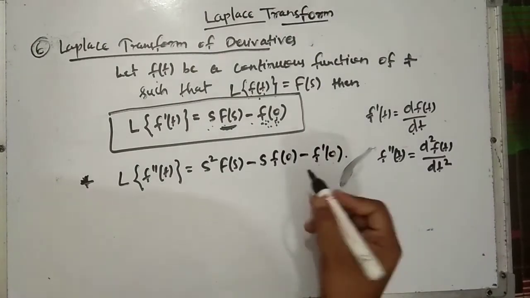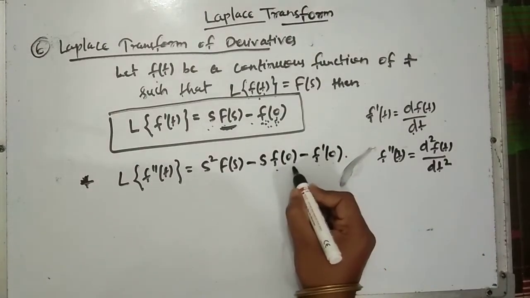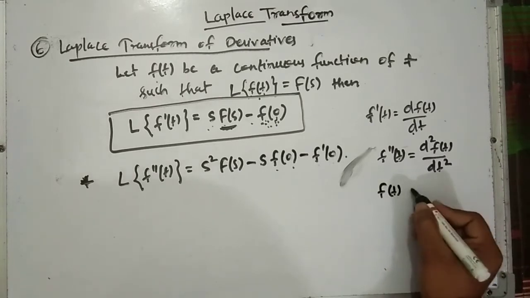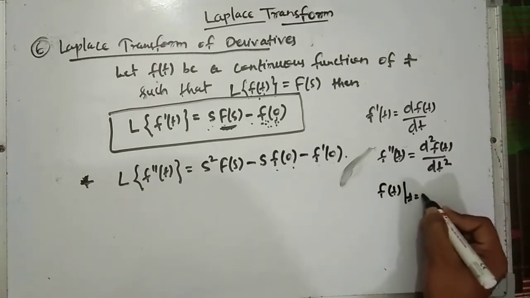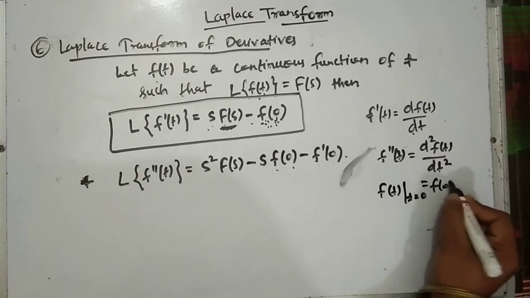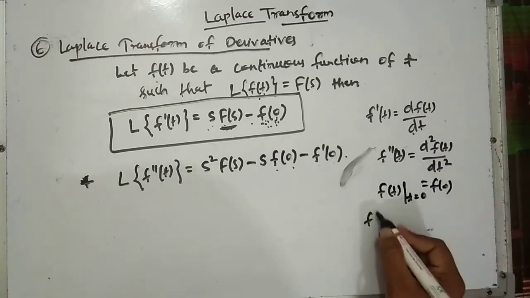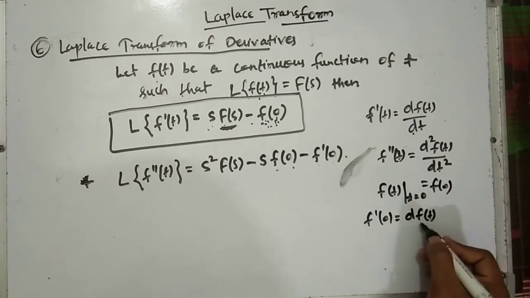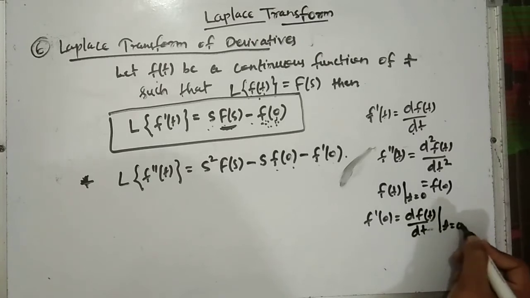Here f(0) is basically the value of f(t) when t equal to 0, and f dash 0 is the value of the derivative of f(t), that is d of f(t) upon dt at t equal to 0.